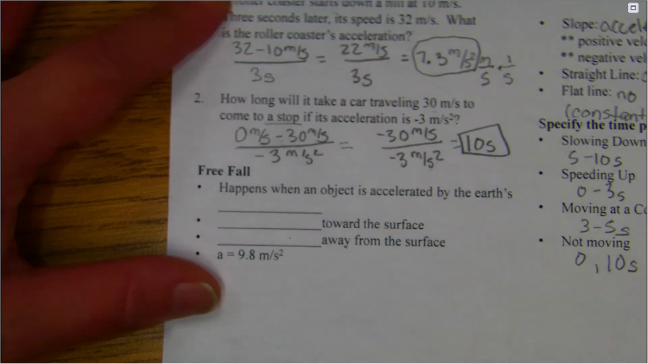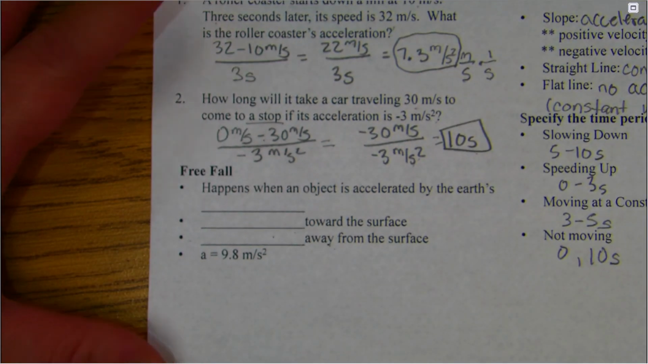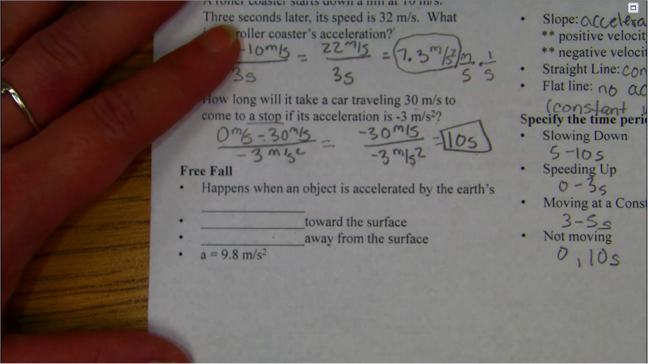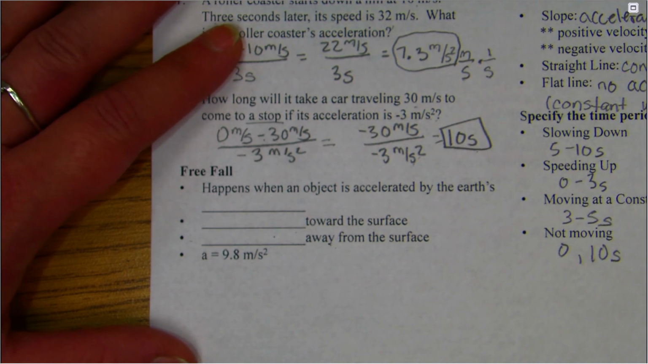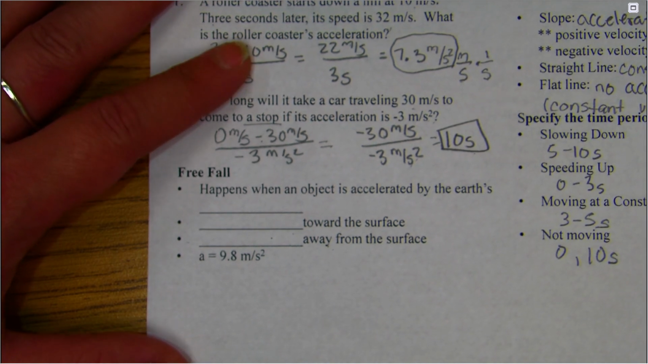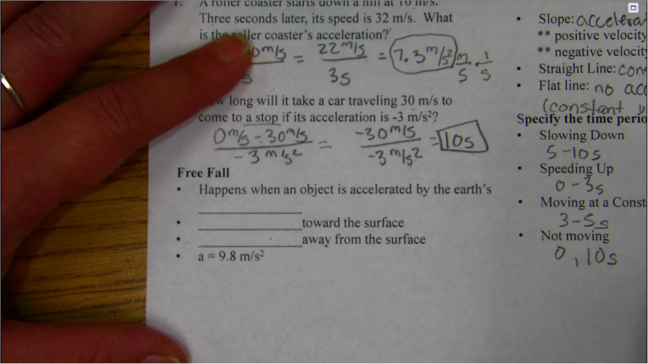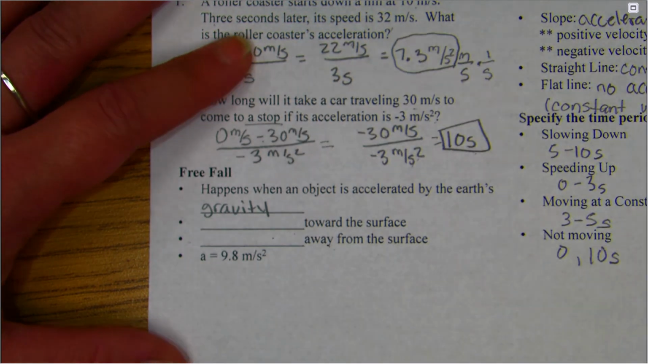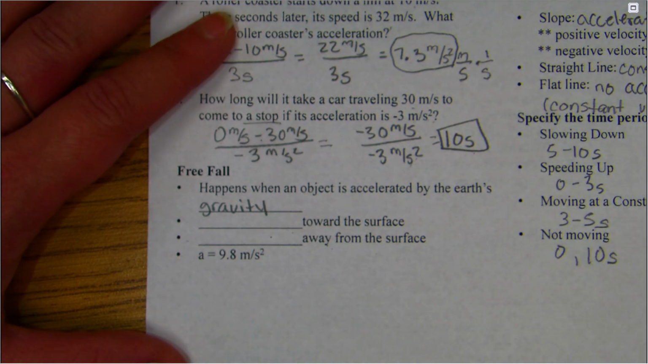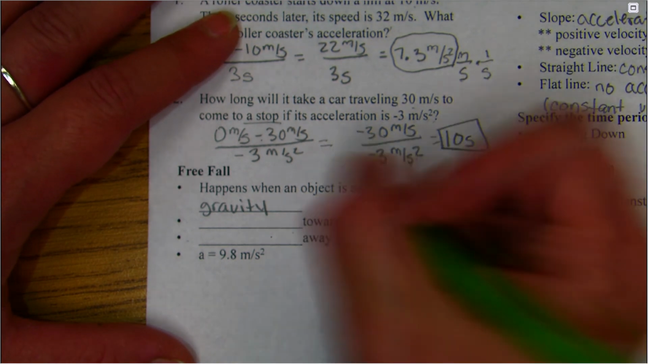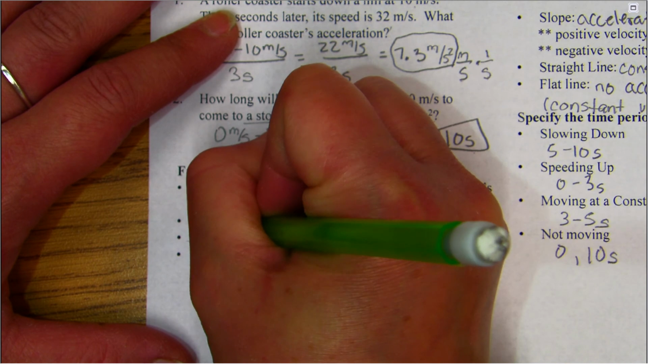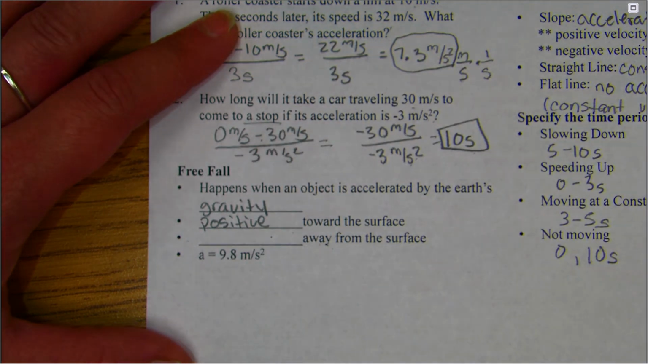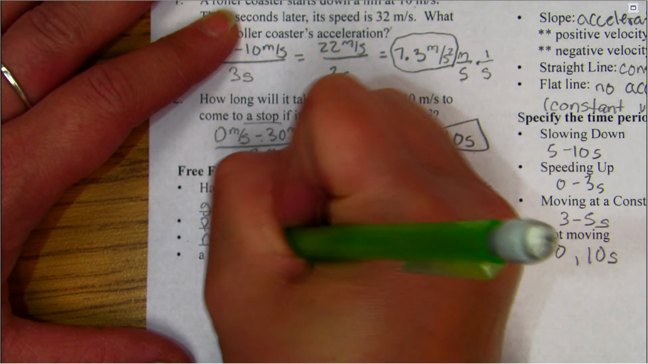One final thing, and this is free fall. We're going to talk more about this in our next unit when we talk about forces. But a free fall happens when an object is accelerated down to the ground on Earth by gravity. And we know that gravity keeps everything on the ground. A positive is going to move toward the surface. A negative moves away from the surface.